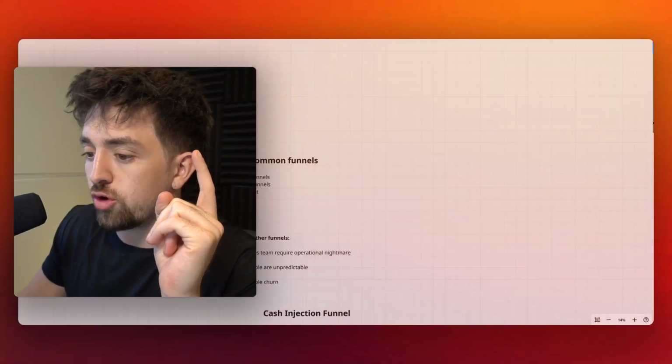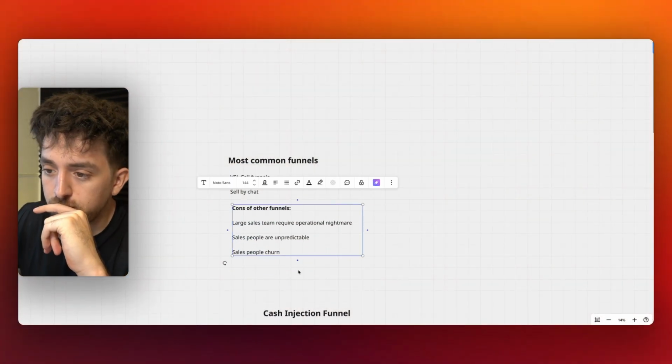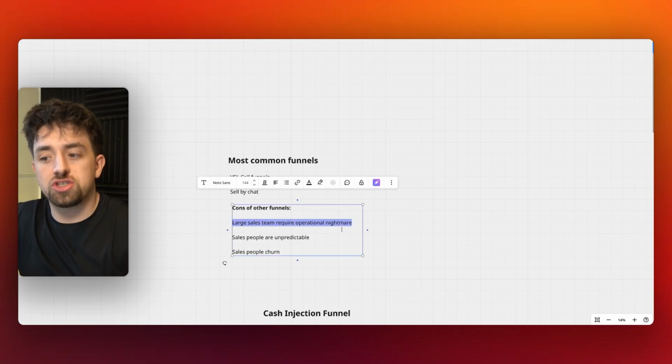But there are some cons with these funnels that limit them in a lot of ways, which we have found made us not want to use them and move towards something more scalable, like the one funnel I'm going to teach you about today. Okay? So the cons with these types of funnels are that usually, especially if you want to operate at scale, they require large sales teams.